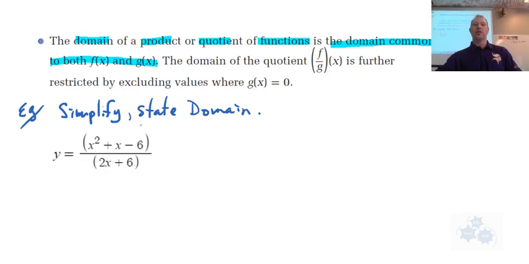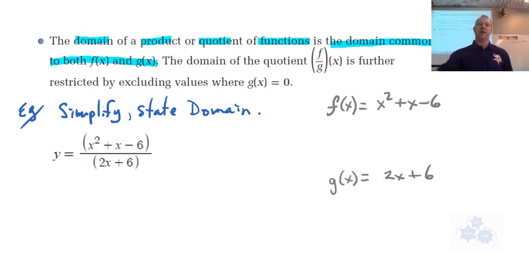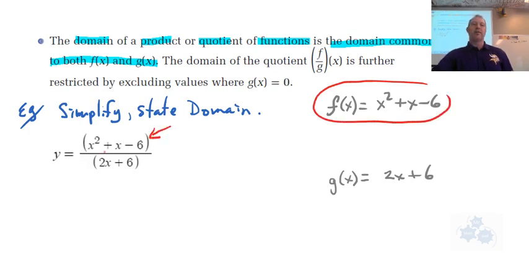So in this example, we're going to simplify and state the domain. This looks like a rational function. Obviously, this is a ratio of two different functions. So I'm going to have f of x as the top function, which is x squared plus x minus 6. And then we have the bottom function, g of x, which is 2x plus 6. Let's talk about the domain right away before we do any factoring, simplifying, anything like that. We might have to factor these to actually see the domain. But f of x, remember, is in the numerator.